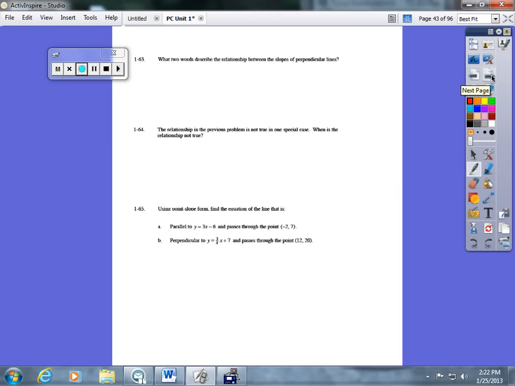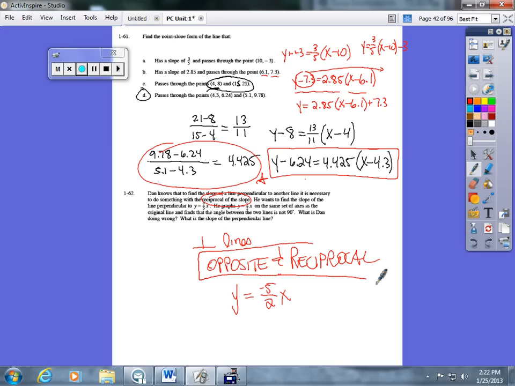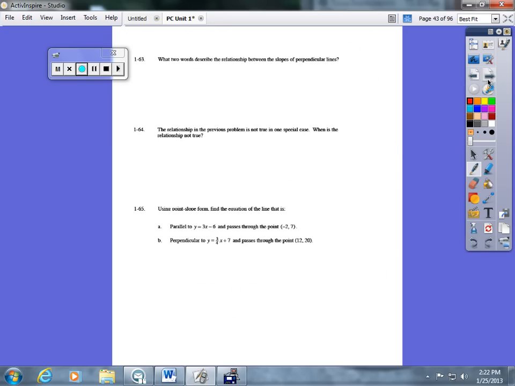What two words describe the relationship of the slopes of perpendicular lines? I just said that in the last problem: opposite reciprocals. The relationship in the previous problem is not true in one special case, and that's vertical lines, which do not have a defined slope.